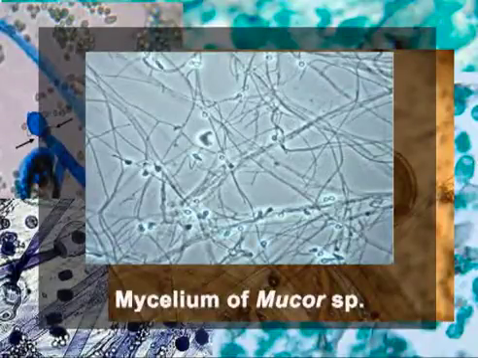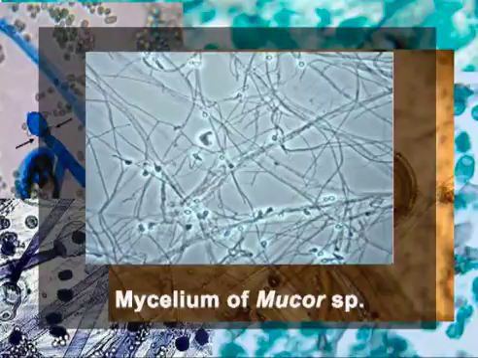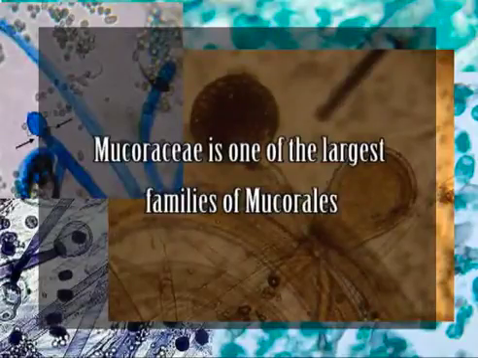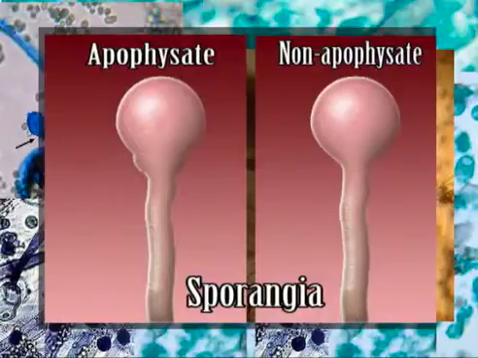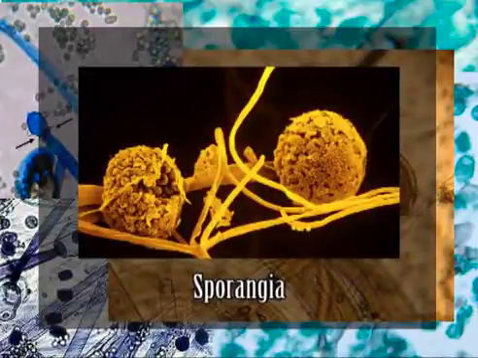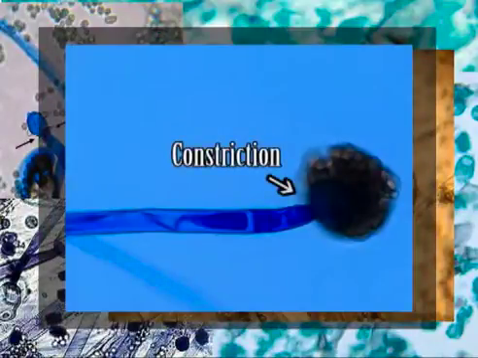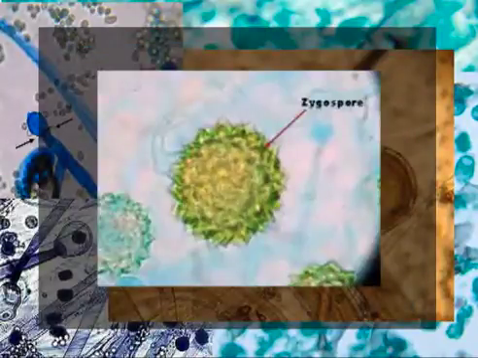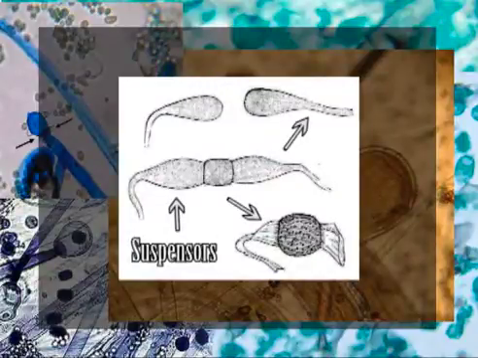Mucoralian species have a well-developed mycelium that is generally aseptate. When septa are present, they lack pores with specialized plugs. Mucoraceae is one of the largest families of Mucorales. The genera belonging to Mucoraceae produce non-apophysate sporangia with either deliquescent or persistent walls. There is often a slight constriction of the sporangiophore immediately below the sporangium. Zygospores have opposed non-appendaged suspensors.